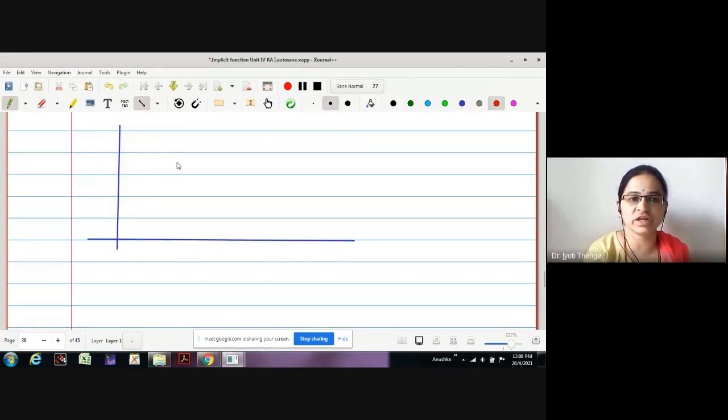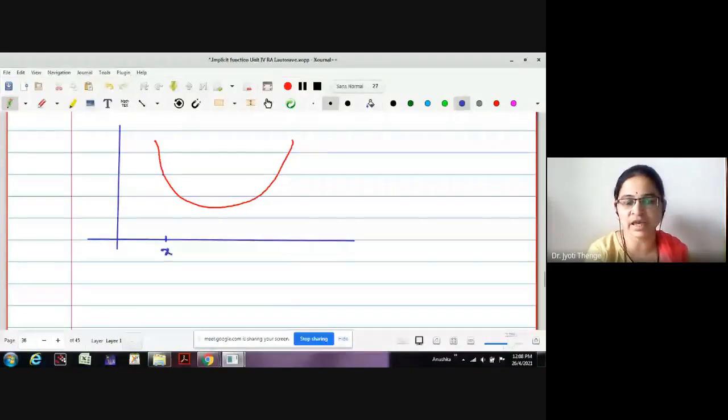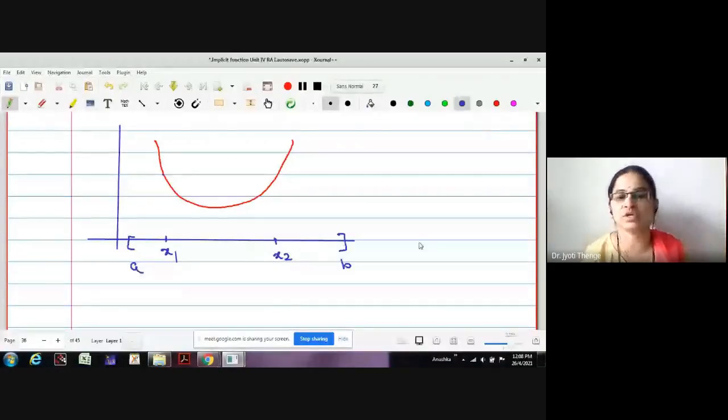Now we want to draw the nature of our function. Let us assume the nature of the function is of this type. What we want to express is for 2 points on the closed interval. Therefore, let me take arbitrary points, say x1 and x2, in our domain, the closed interval a to b. I am showing this on an R2 space.